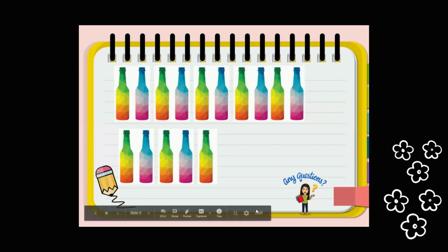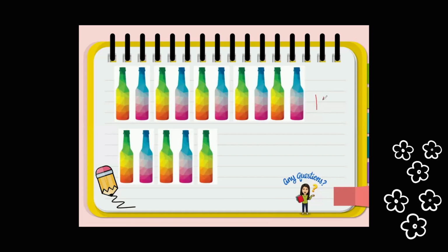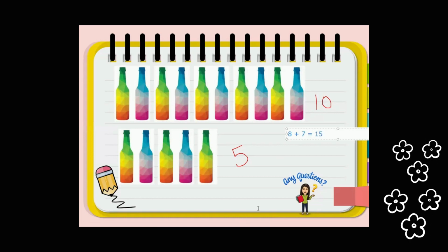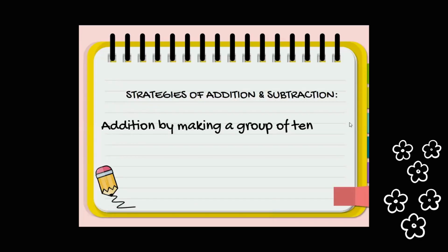So now we know that on top we have 10 bottles, and in the second row we have 5. So 10 plus 5 is equal to 15. So our answer is 15. So we can say that 8 plus 7 is equal to 15. So this was addition by making group of 10.